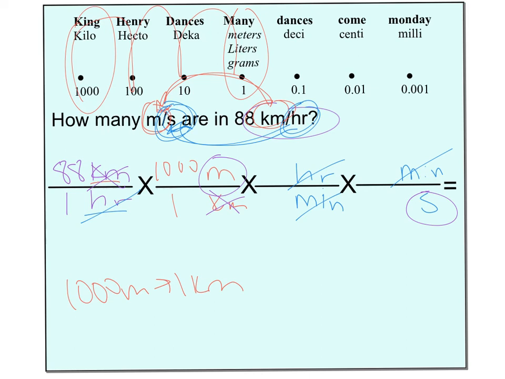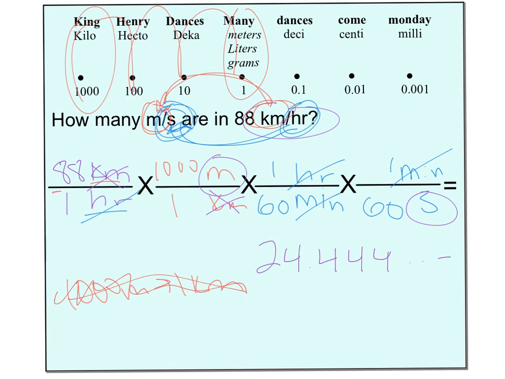Don't forget your numbers. For hours, minutes and seconds, that just needs to be in your head. We know that there are 60 minutes in 1 hour, and there are 60 seconds in 1 minute. So then you're going to go through and do the math. You're going to go 88 times 1,000 divided by 60 divided by 60. And when you do that, it spits out 24.444. But we did a calculation, so we need to check our sig figs.